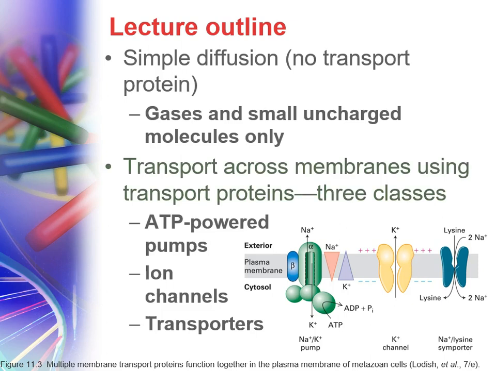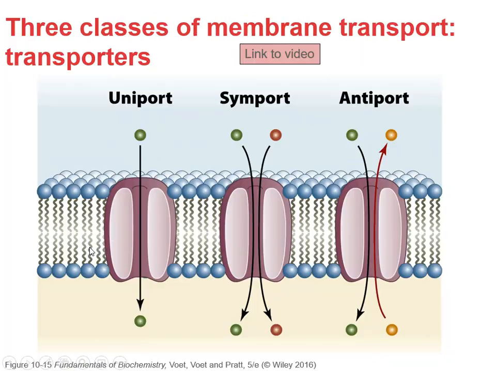Okay, where are we now? Transporters. So we have the three classes. We just talked about ATP-powered pumps and ion channels, and let's now talk about transporters. As we've already alluded to, we can put them in groups of either uniport, symport, or antiport. I do have a YouTube video posted, so again, it's narrated, so I'm not going to show it here.